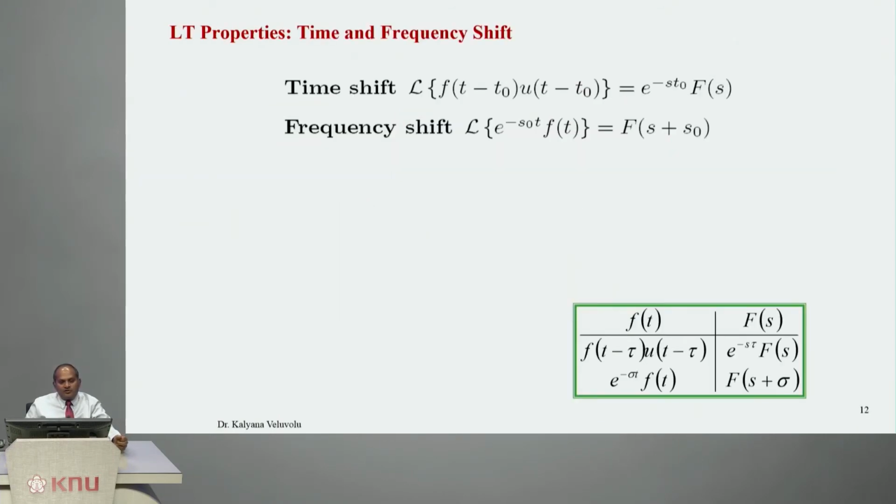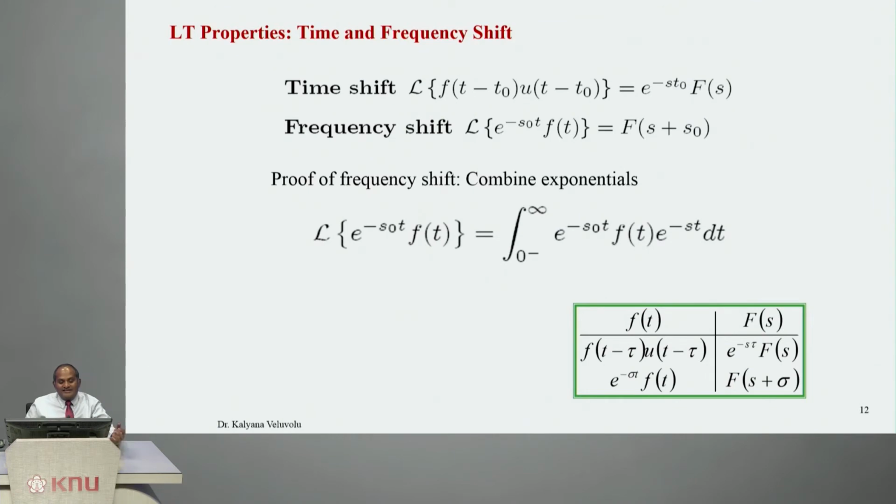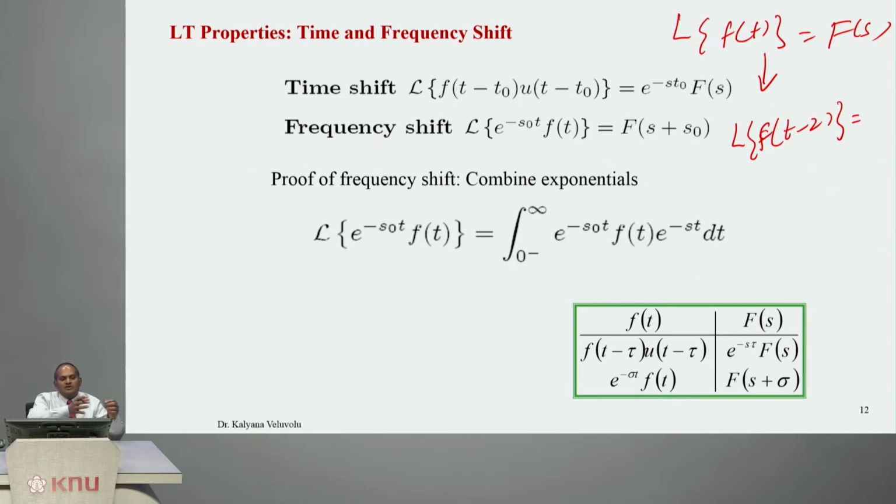Now let's go to the other properties. The other two properties we have are the time shift and the frequency domain. So what is time shift? Suppose I know the Laplace transform of f of t, I have the Laplace transform F of s. Now if I time delay the signal, like f of t minus 2, if you shift the function by a few seconds to the positive axis or to the negative side, the properties change. This is what is called time shift.